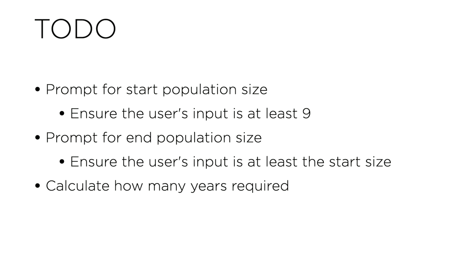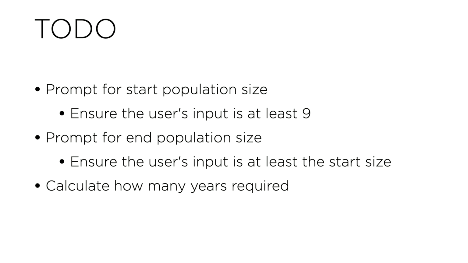After that, your program should calculate how many years would be required to bring the population from the starting size to the ending size, recalling that every year we are going to add n divided by 3 llamas, if there are n llamas to begin with, and we're going to lose n divided by 4 llamas. And as with before, because we can't have fractions of a llama, if either of those computations ends up with something after the decimal, you're going to truncate or ignore what comes after that decimal when doing your math.